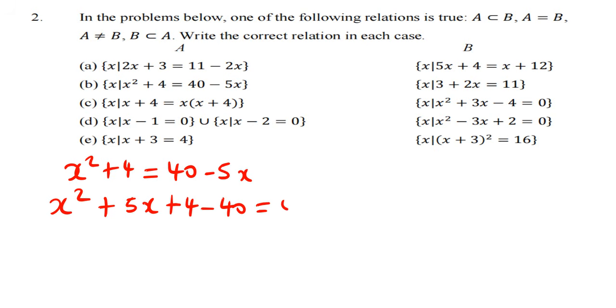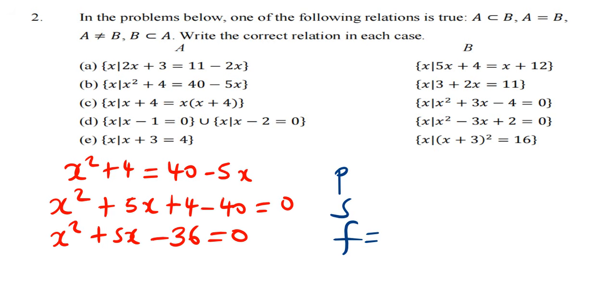This whole expression goes to 0. I'm going to have x squared plus 5x, 4 minus 40, that will give me a negative 36. This will be equal to 0. Now you're supposed to solve this quadratic. I'm going to use the product, the sum, and the factor method.